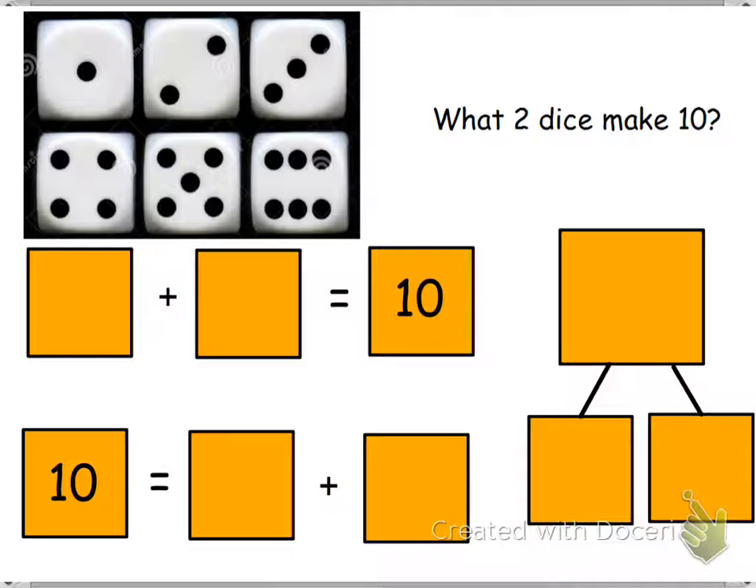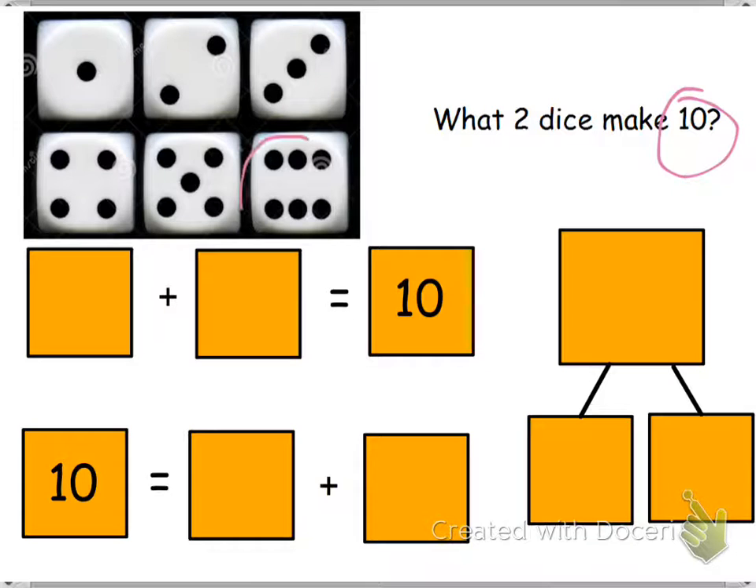So, let's see. What about 5 and 4? Put up 5 fingers, add 4 more. So, we have 5, 6, 7, 8, 9. Oh, nope, not 9. We need just one more to make 10. What about 6 plus 3? We know that 6 and 3 make 9. Nope, we're trying to make 10.